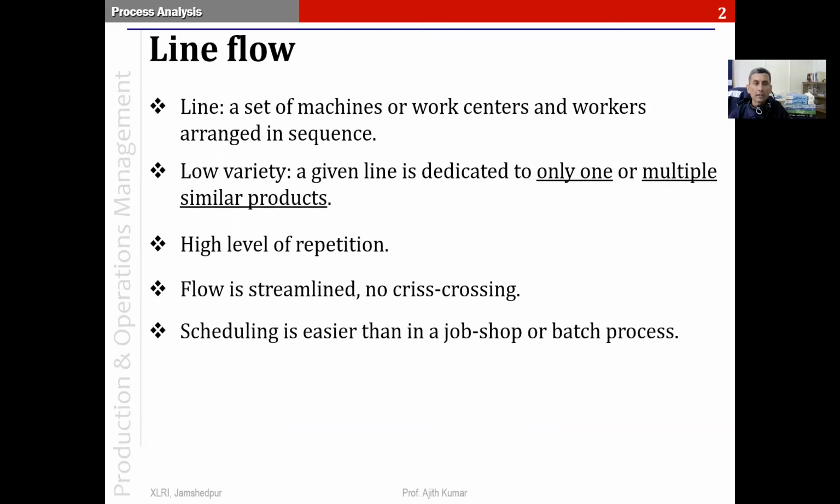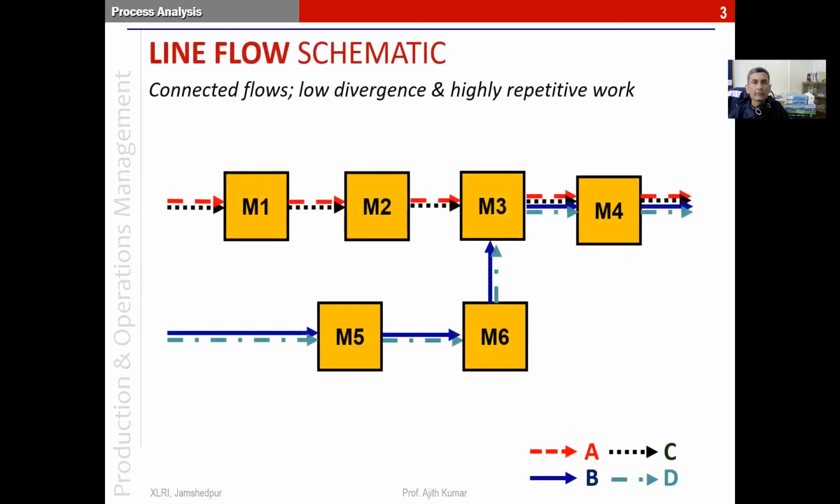The scheduling on a line is easier than in a job shop or a batch process. And a high level of specialization is needed in the workers. The schematic for a line flow looks something like this. You can see how the flows are streamlined. There's practically no jumbling. And you can imagine that the work is highly repetitive in nature at each of those work centers.